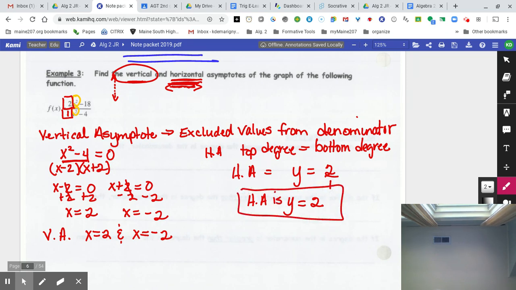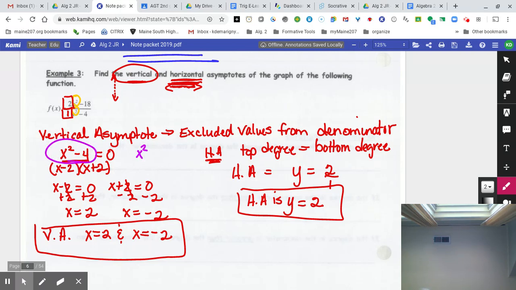Again, it's totally up to you to decide how you want to solve. The horizontal asymptote is just by evaluation of degrees, top and bottom. Your vertical asymptote could require you to do a little bit more work. And if you would like to, you could solve your vertical asymptote by algebra. So with x squared minus 4 equals 0, I could solve this by algebra also.